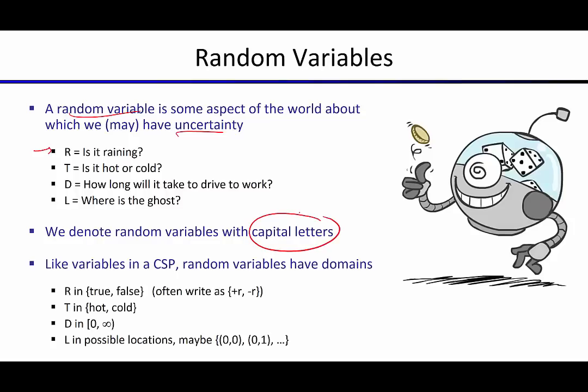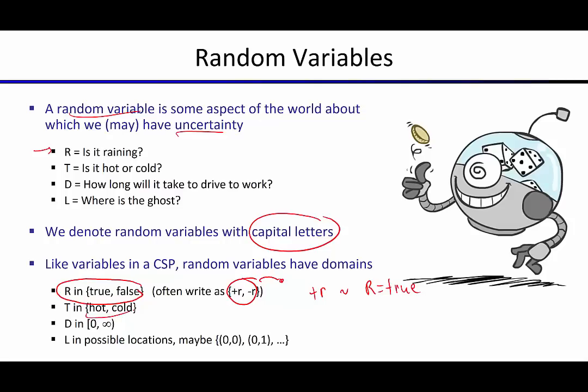Like variables in a CSP, they have domains. For example, R could be true or false. As a shorthand notation, we'll often write this as plus R or negative R. How is that a shorthand? Plus R corresponds to R equals true, and similarly for negative R. So it's a much shorter way to write the exact same thing.